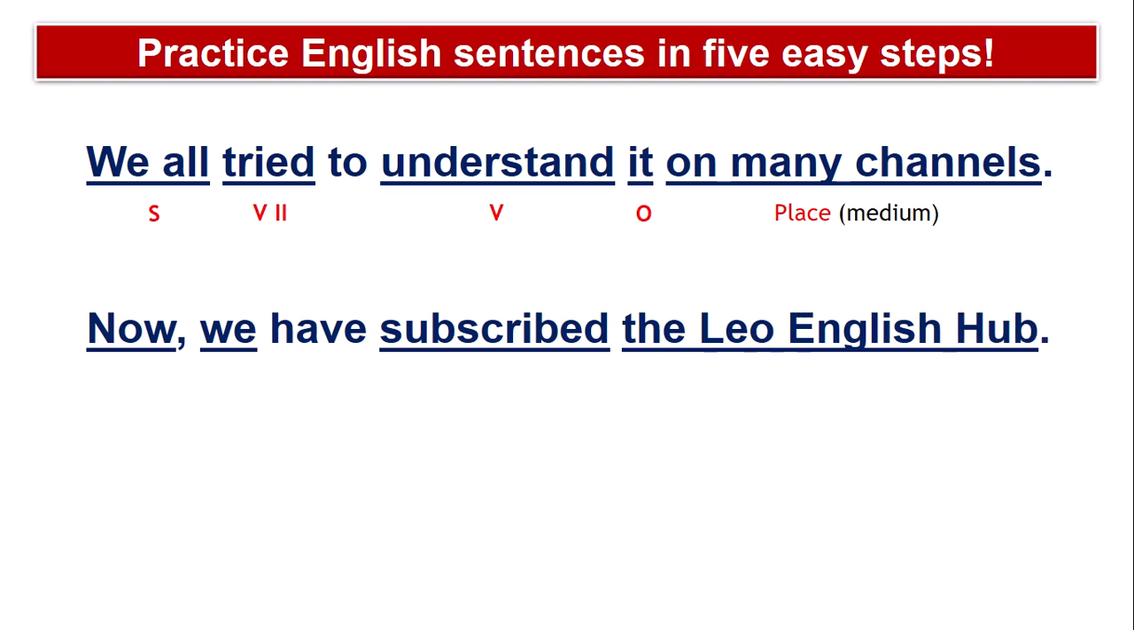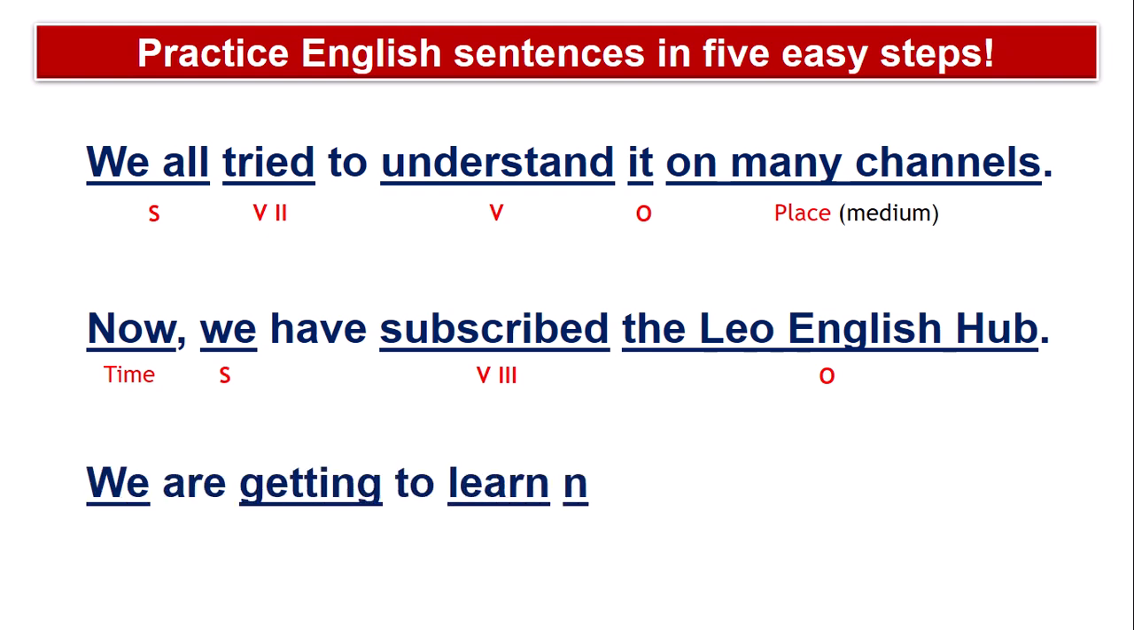Now, sometimes it happens that we begin a sentence with time. So: now we have subscribed to the Leo English Hub. Again, this is present perfect tense. Subscribed is verb 3. There is no other verb in this sentence. The doer of the activity is we, and therefore it is the subject. And the Leo English Hub is importantly the object over here, because what is subscribed? The Leo English Hub is the answer, and therefore it is not a medium or a place, it is an object in this case. So it is really very important to understand all these things. Now is time. So we have classified everything. Have is the to be form for present perfect tense.